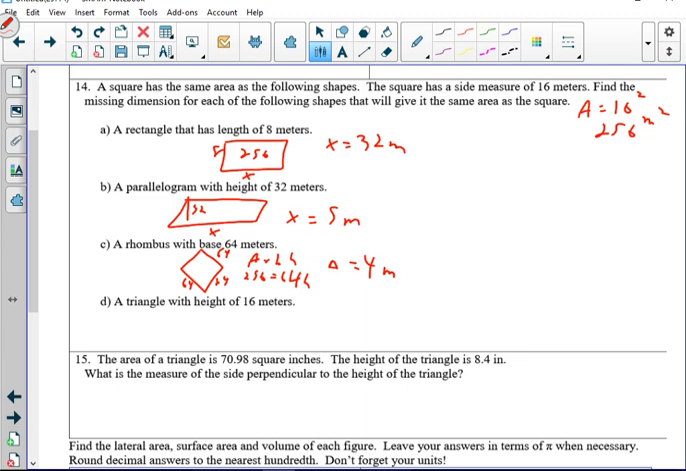Triangle with a height of 16. So remember, it's 256 equals 1/2 base times 16. Well, 1/2 of 16 is 8. So we divide 256 by 8. We get 32 meters.